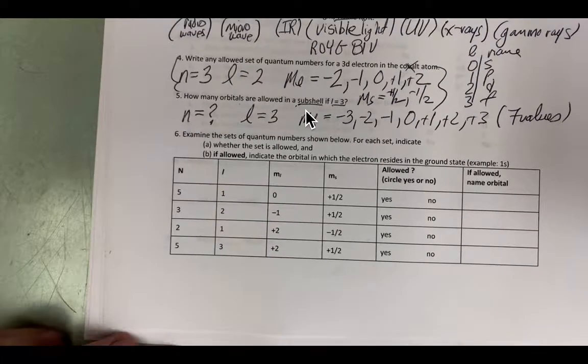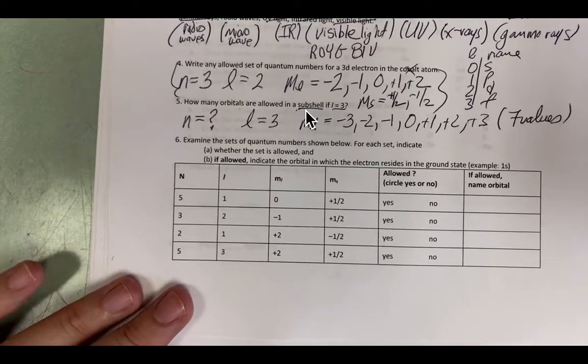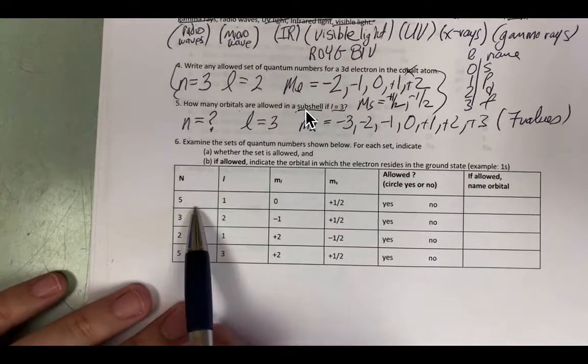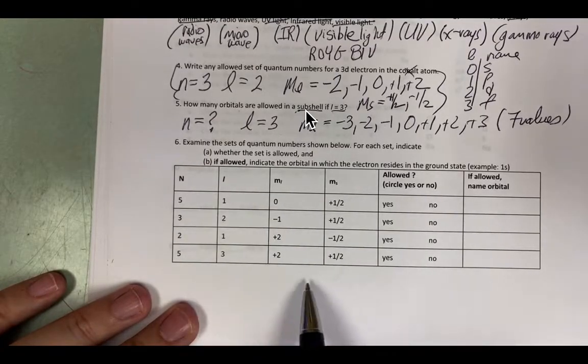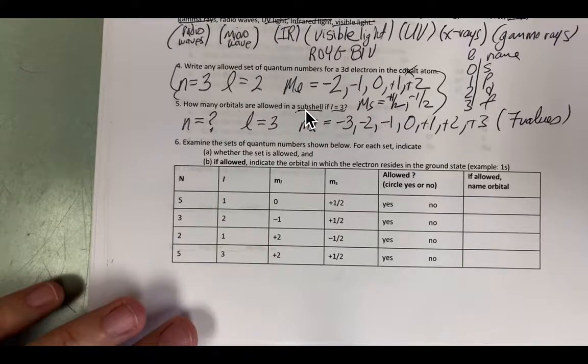Okay, for this next one, we're asked to look at the set of quantum numbers, say if it's allowed or not, and then if it's allowed, to name it. What I'm going to do is go through and do this whole part first, then say if they're allowed or not, and then we'll name them all together.